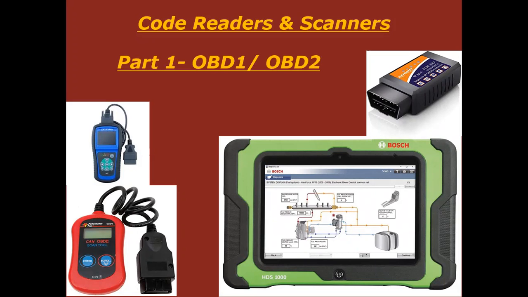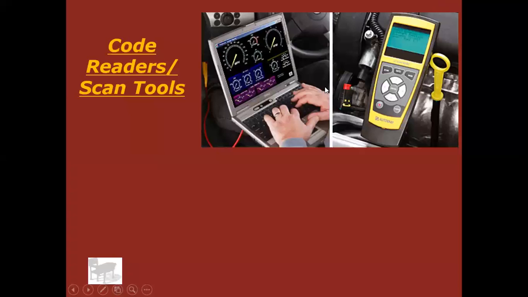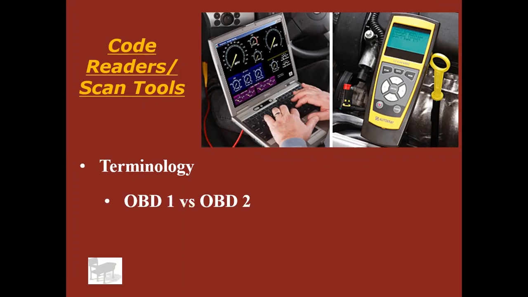This is going to be part one, and we're going to be talking mainly about OBD1 and OBD2 systems. If you don't know what that means, that is not a problem. So first, we're going to talk about terminology. Unfortunately, there's a lot of acronyms, a lot of terms, abbreviations that are used when we're talking about scanners and code readers. We're going to talk about OBD1 and OBD2, as well as types of code readers. So let's talk about terminology.